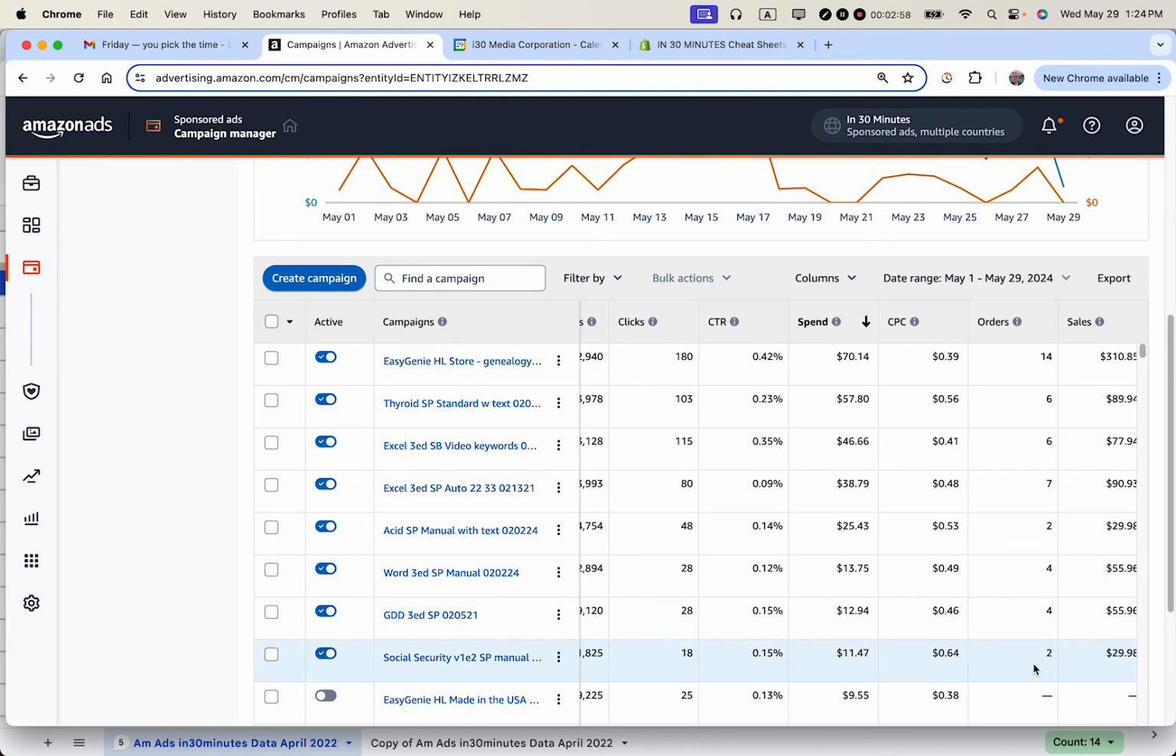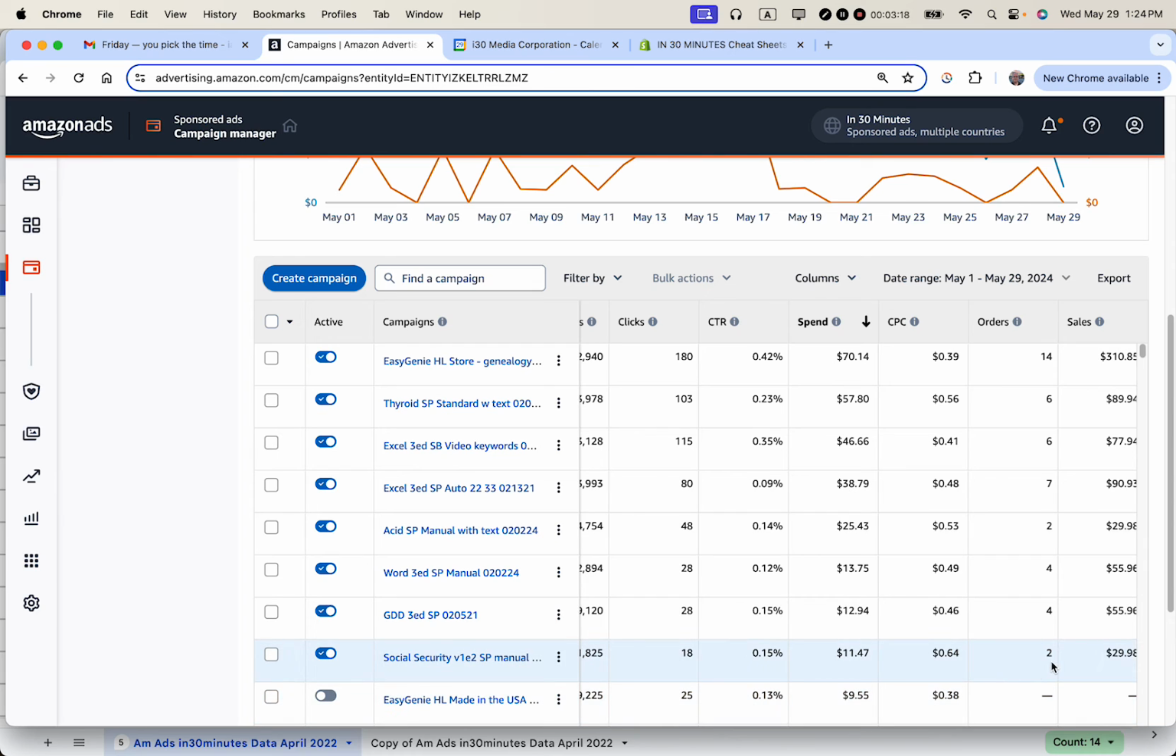Here's another one down here. You can see that actually this one right here. So 2 orders for $25. So the spend per sale is $12.21. And that is far too much because basically the profit break even for this particular product is $4.50. So I'm losing tons of money on this one.